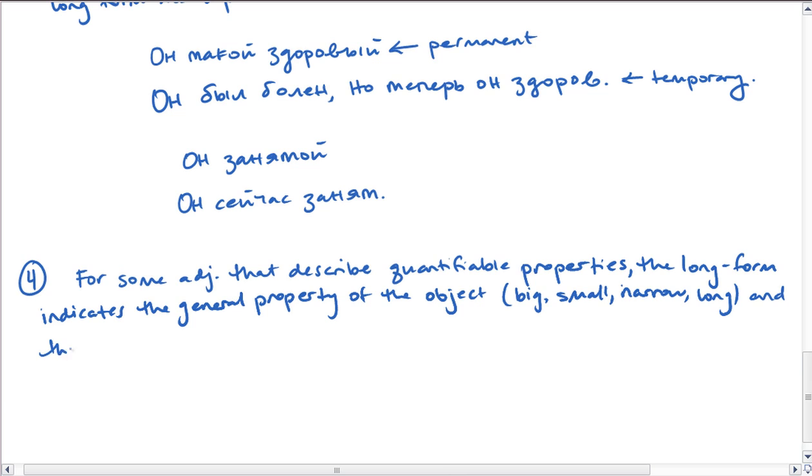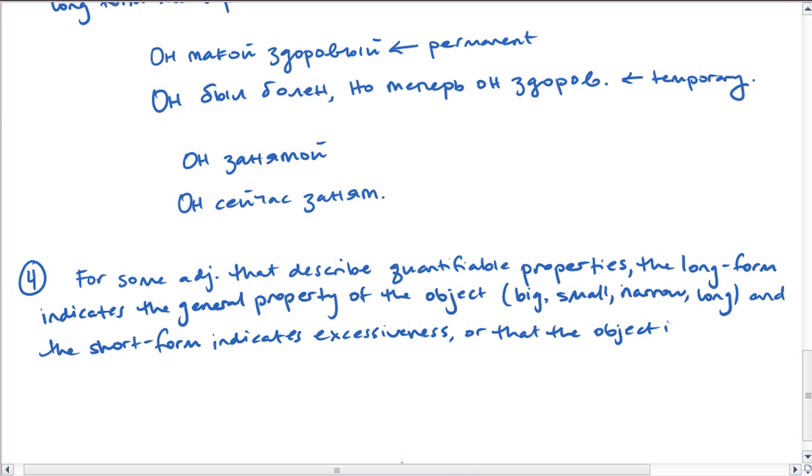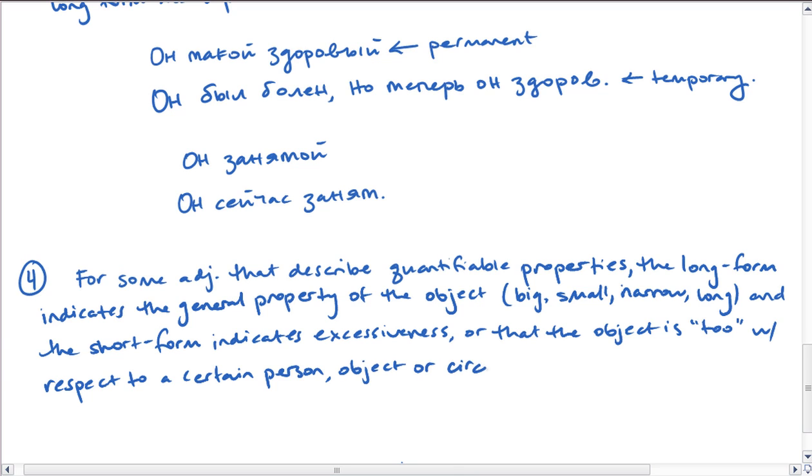And the short form indicates excessiveness, or that the object is too big or small or narrow or long, with respect to a certain person, object, or circumstance.